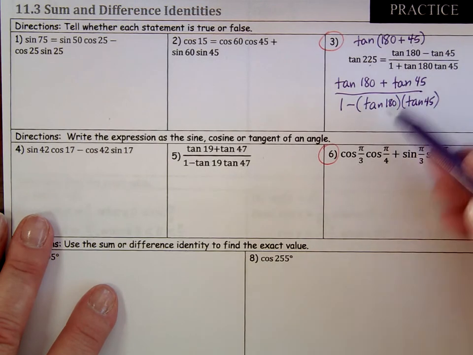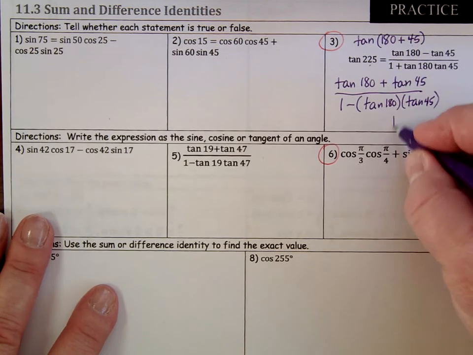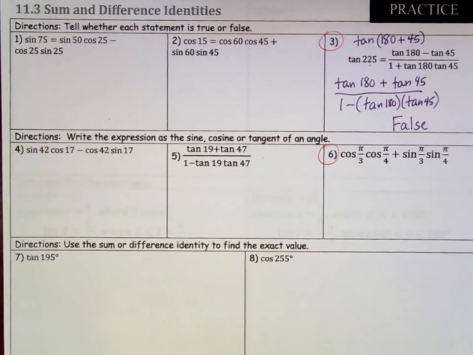And so you compare it, and I can see my signs are bad. This one has a minus here, it really should be a plus. So this would be a false statement. The question is, is this true or is it false? This one is false.